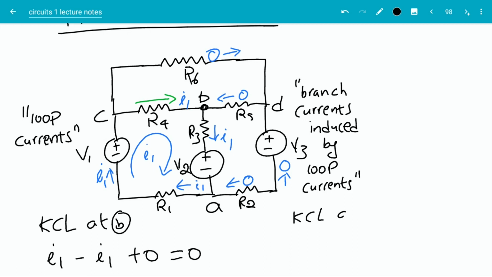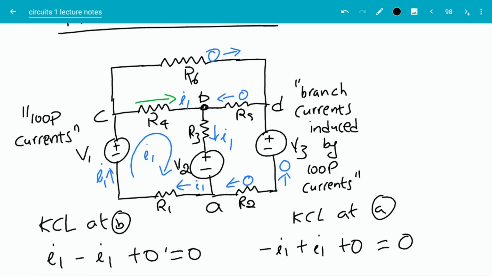Let's write a KCL at node A. Again, going from left, and this time we'll go clockwise. So minus I1 going in on the left hand side, plus I1 coming in from the top, plus 0 from the right, and this is actually equal to 0. And similarly, you can verify that KCL equations at C will also be satisfied.